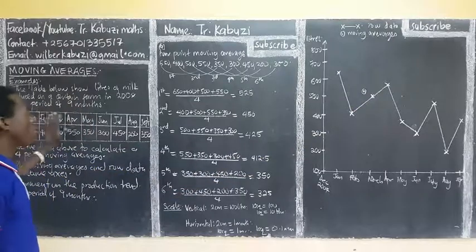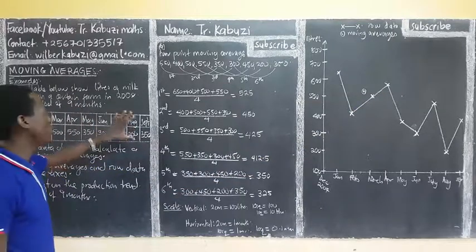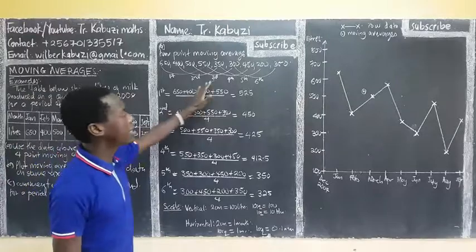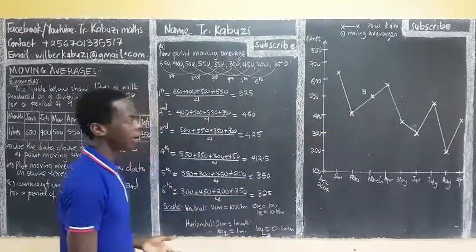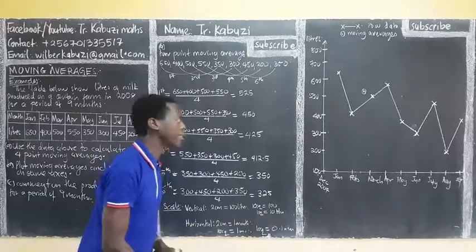So this is what we call the raw data. The data given from the question is the raw data. Then the moving average, these are what we calculate here. I did this part of plotting the raw data because I think it's very easy. You plot them as it's seen.